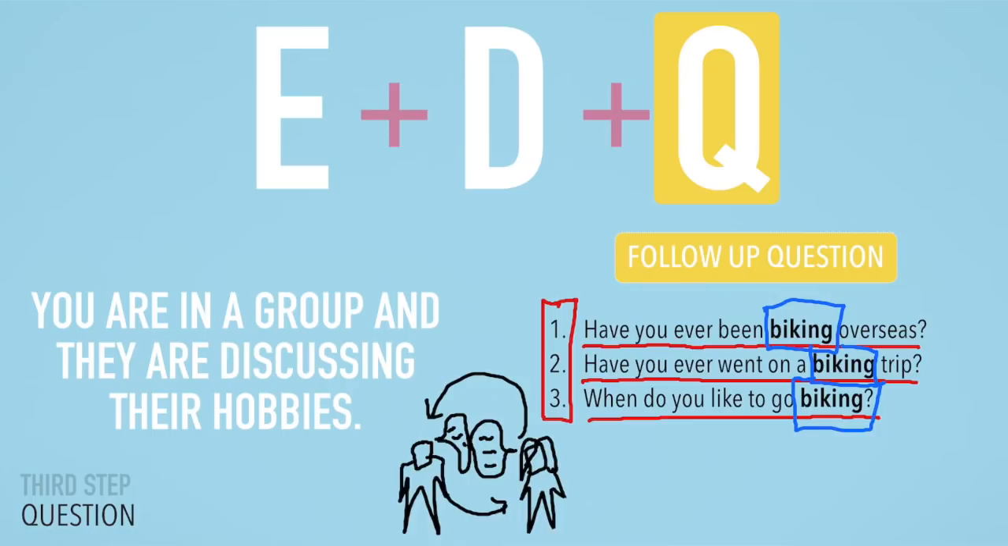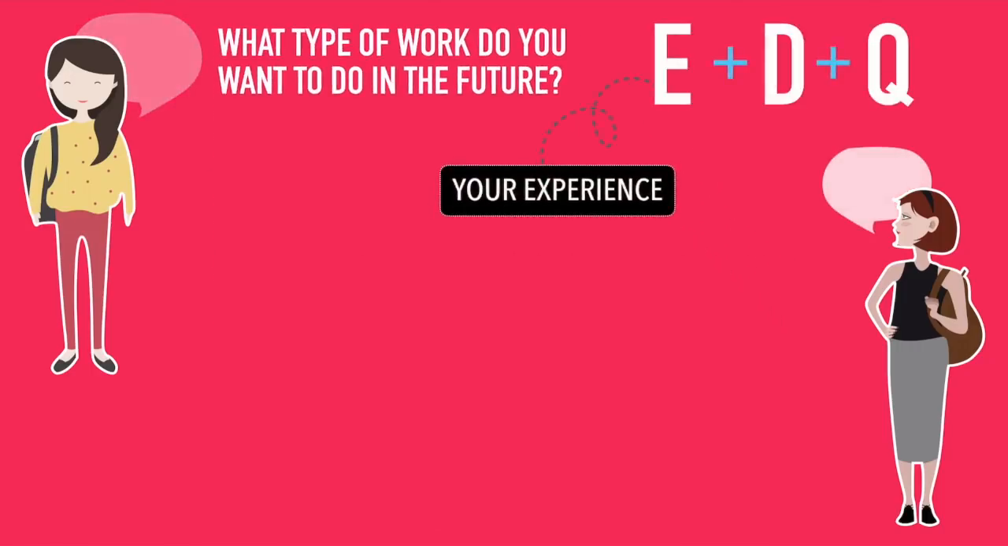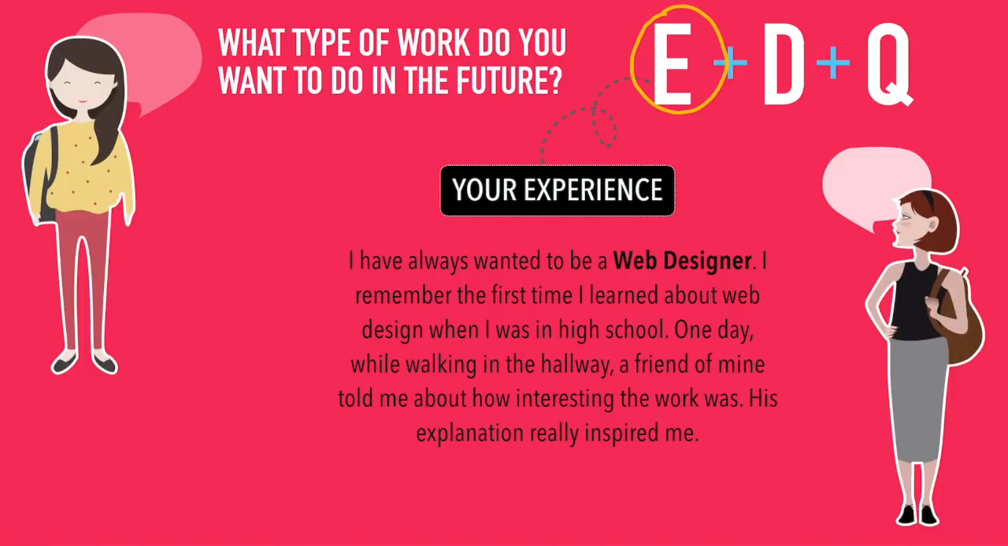But let's look at this a little bit closer. Here's another example. Here's the question: What type of work do you want to do in the future? Now, again, remember, we're going to use the same equation, E plus D plus Q. So for E, we have your experience. So we're talking again about what type of work we want to do in the future.